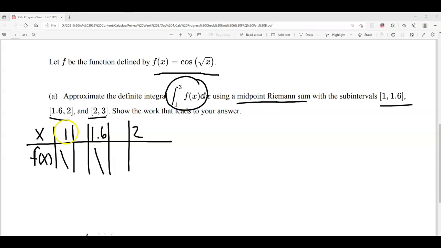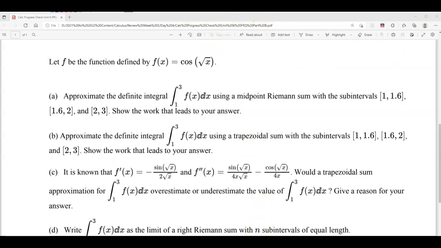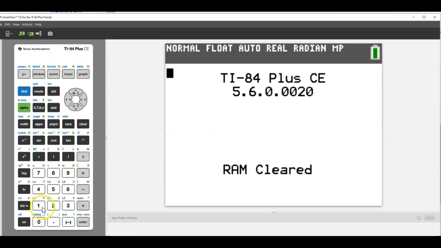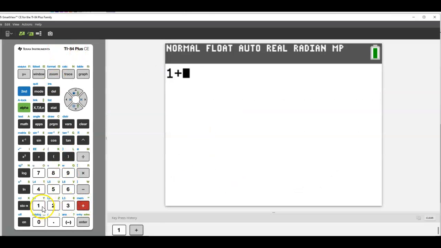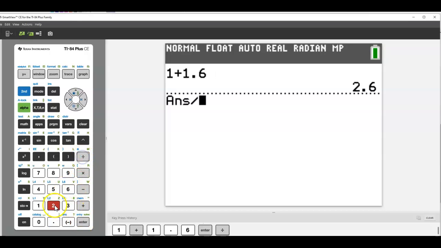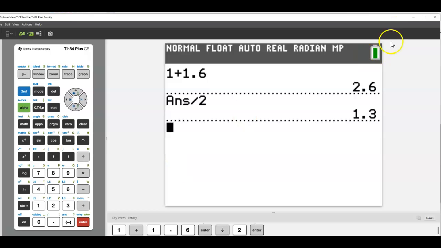Well, if I want to find the middle number between 1 and 1.6, basically what I need to do is clear my page first, and then I need to bring up my calculator, and then I need to do 1 plus 1.6. Add those two numbers together, and then divide that by 2. And that'll tell you the middle number. So the middle number is 2.3.